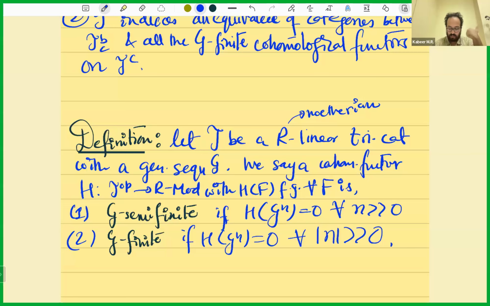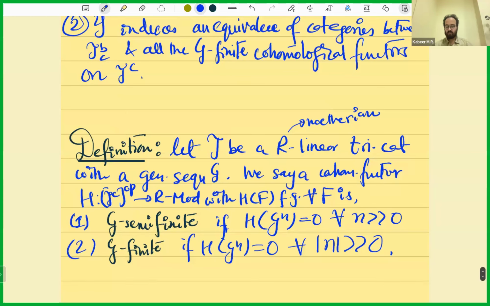So let T be an R-linear triangulated category over a Noetherian commutative ring R with a generator G. We say a cohomological functor on T, or maybe I should say TC, with each h of f being finitely generated for all f, is G semi-finite if it vanishes on Gn for n large enough, and it is G finite if it vanishes on Gn for mod n large enough. Yeah, I think that's all I wanted to say.